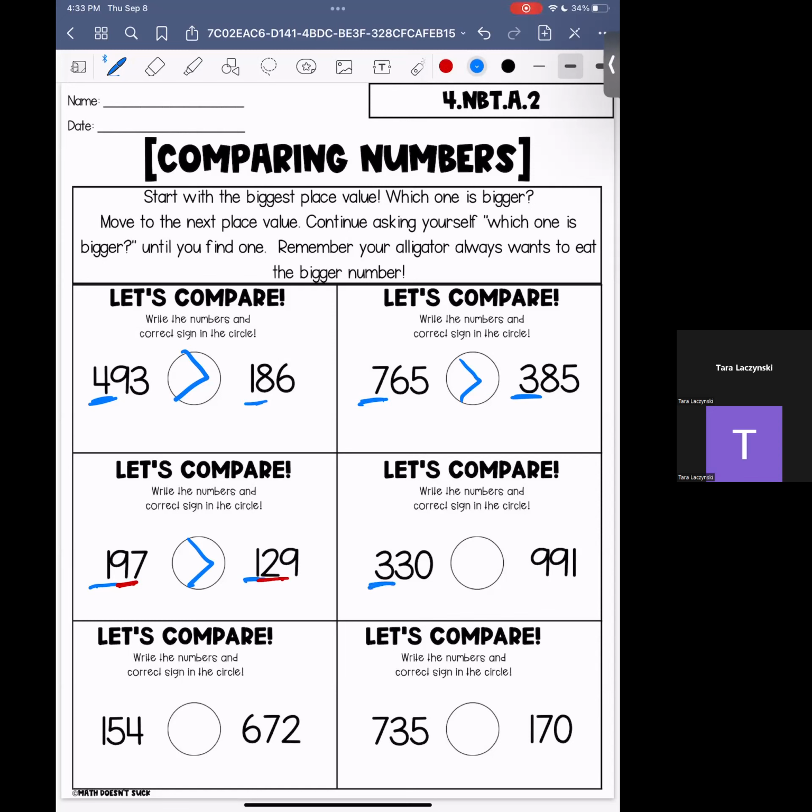Comparing 330 and 991, is 300 or 900 greater? We're going to go with 900. So 330 is less than 991. Looking at 152 and 672, the 600 is greater, so 152 is less than 672. Comparing 735 and 170, 700 is greater, so 735 is greater than 170.